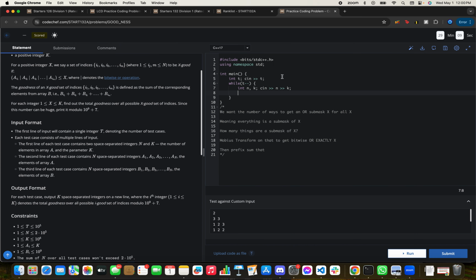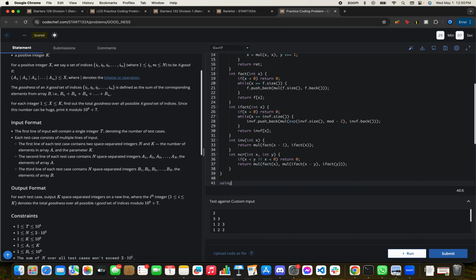I am not losing to another Mobius problem on CodeChef, that's for sure. I refuse to.